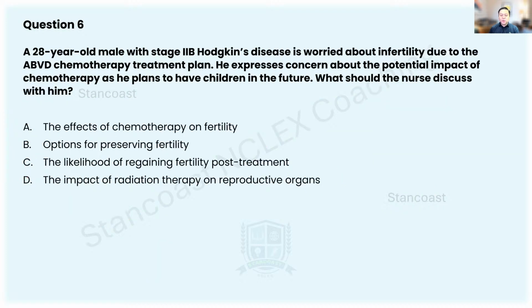Number 6, a 28-year-old male with stage 2B Hodgkin's disease is worried about infertility due to the ABVD chemo treatment plan. He expresses concern about the potential impact of chemo as he plans to have children in the future. What should the nurse discuss with him? Is it A, the effects of chemotherapy on fertility? B, options for preserving fertility? C, the likelihood of regaining fertility post-treatment? Or D, the impact of radiation therapy on reproductive organs?